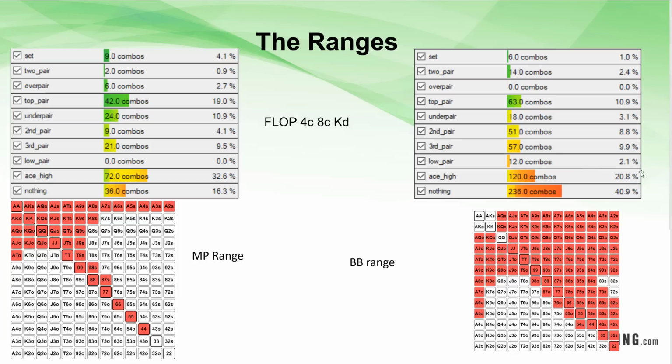The big blind has ace high or nothing over 60% of the time versus this tighter range here. In position, the middle, I'll always be referring to MP as the in position player, has ace high or nothing around 48% of the time.